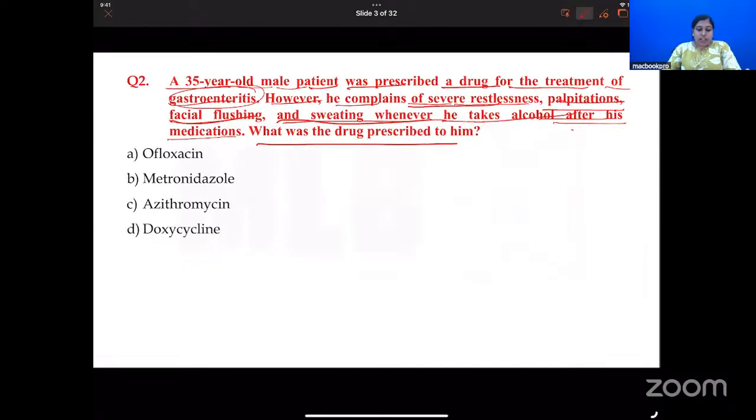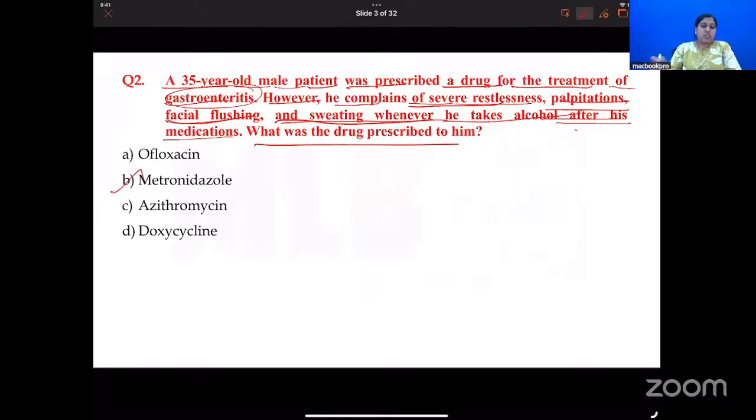When the patient is taking metronidazole, it has the property of causing a disulfiram-like reaction. So whenever the patient takes alcohol, this is going to cause severe adverse effects such as facial flushing, restlessness, palpitation, and sweating. Right? So it is very, very important to note.